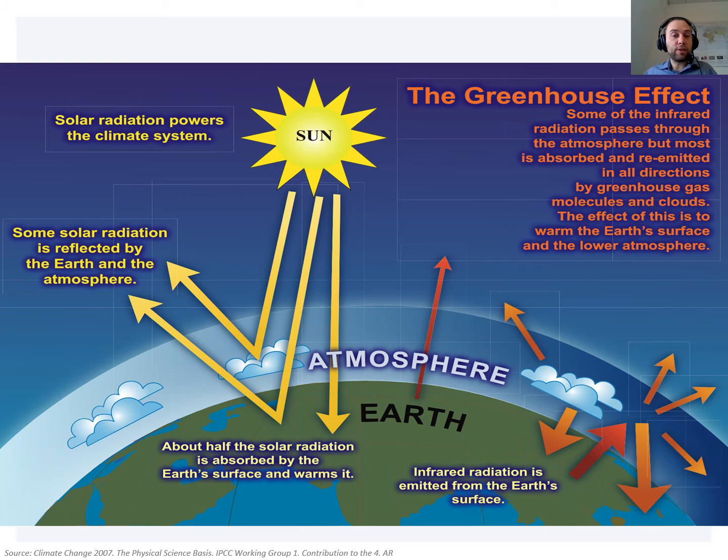The greenhouse effect happens when solar radiation that powers the climate system hits our planet. Some part of the radiation is directly reflected back to the atmosphere, but roughly 50% of the solar radiation is absorbed by the surface. It's warmed up and then it's expelled again as infrared radiation.